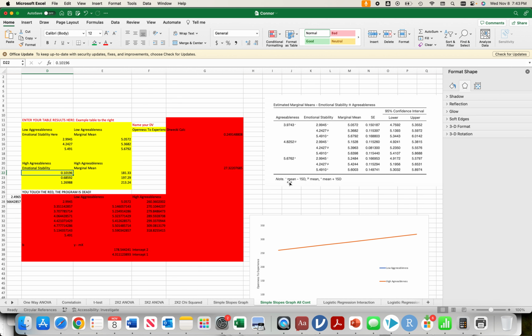Negative is the mean minus 1 standard deviation, the middle is the mean, and positive is the mean plus 1 standard deviation. So this is minus 1 standard deviation on emotional stability, the mean of emotional stability, and 1 standard deviation above the mean on emotional stability, so high emotional stability. Right? So those are the same numbers for all three groups. I'm just going to be lazy here and paste it in.